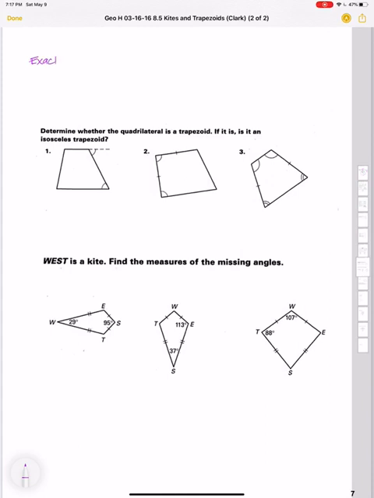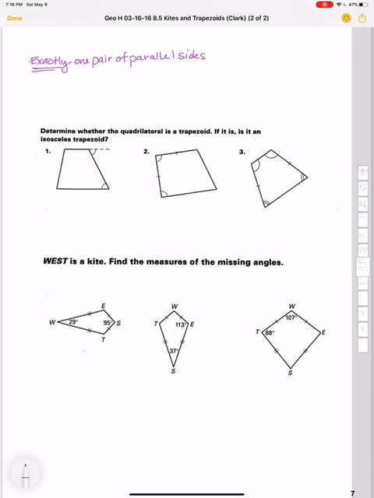exactly one pair of parallel sides. So when we say exactly, we mean one and only one, no more, no less. Because if it has two pairs of parallel sides, then it's called a parallelogram. And it got that name, obviously, I would think, because everything's parallel, two pairs of sides. But in a trapezoid, only one pair is parallel.